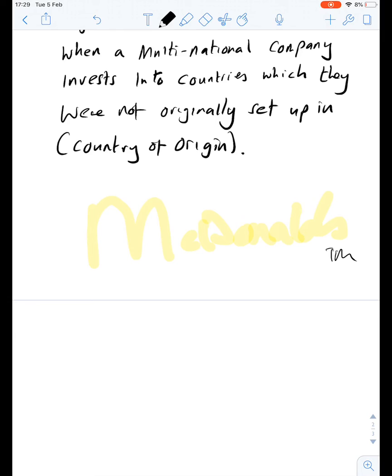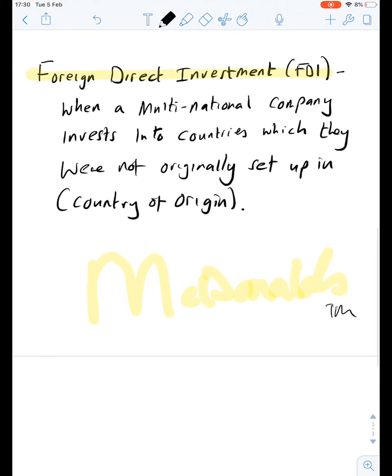Another example is McDonald's, they would need to buy ingredients just to make their meals. And if they buy these ingredients from other businesses which are in the United Arab Emirates, then this is a way that McDonald's actually does invest into the UAE. So foreign direct investment is when a multinational company actually invests into countries which they were not originally set up in.